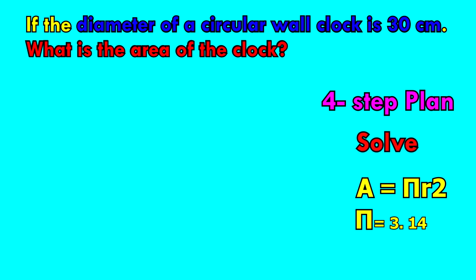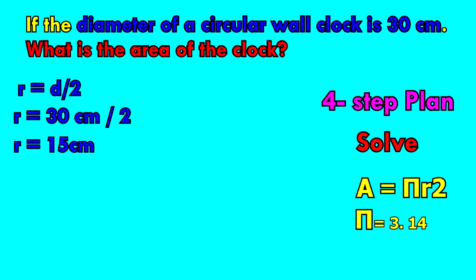Number 3, it would be solve. So again, we need to substitute the value of the radius, but the given fact in this problem is in diameter. So we need to look first for the value of the radius. So the formula, it would be r is equal to d divided by 2. The value of the diameter in this problem is 30. So 30 divided by 2 is equal to 15 centimeter. So that's the value of the radius. Now, we can already use the formula of the area of a circle.